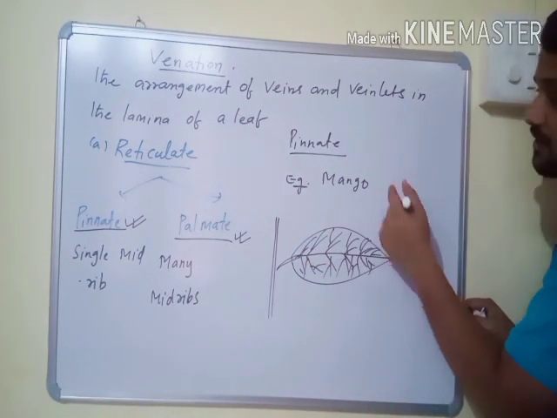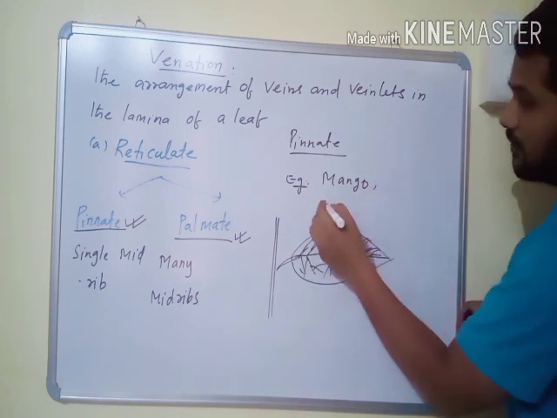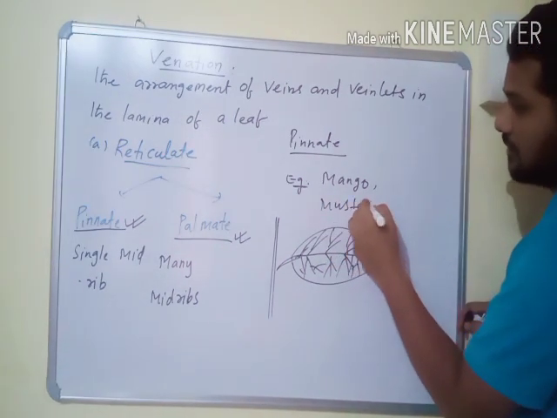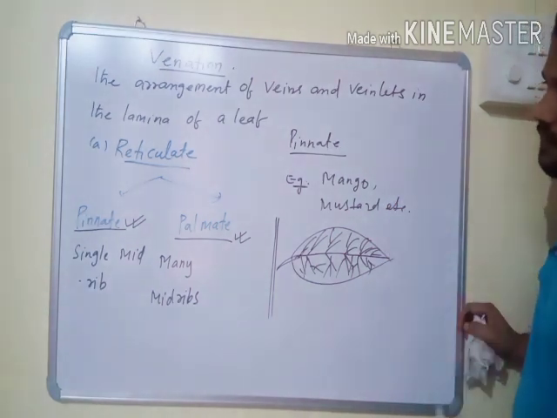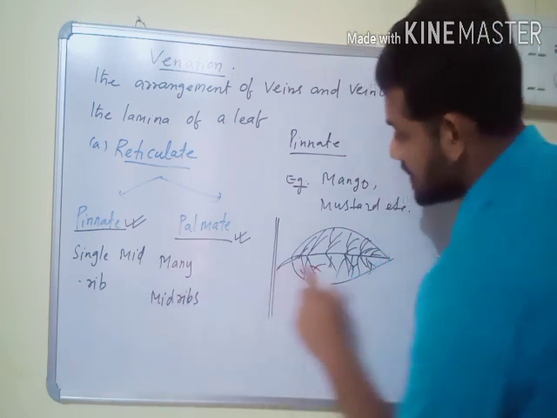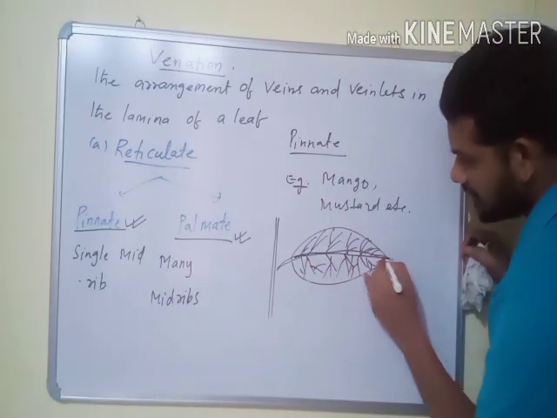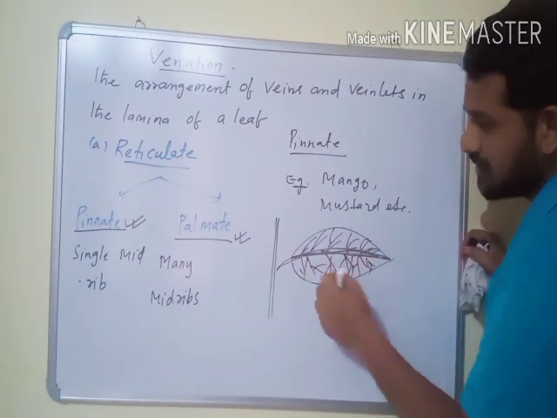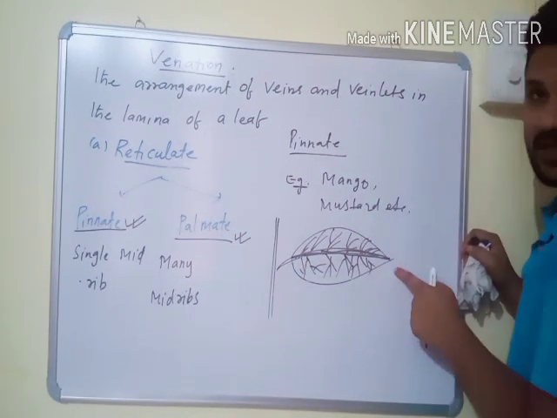And this kind of venation is called pinnate reticulate venation. Pinnate reticulate venation is present in mango, mustard and all these plants. So this is the pinnate reticulate venation. In pinnate reticulate venation, the lamina possesses a single midrib. So this is the only one midrib, and this midrib runs from the base to the apex of the leaf.